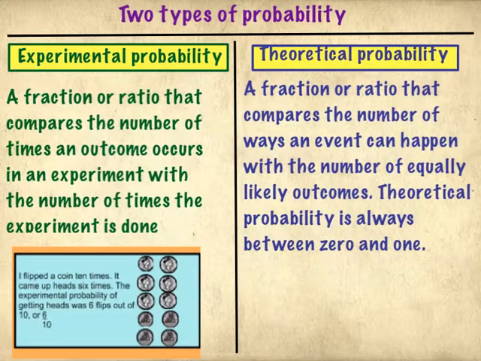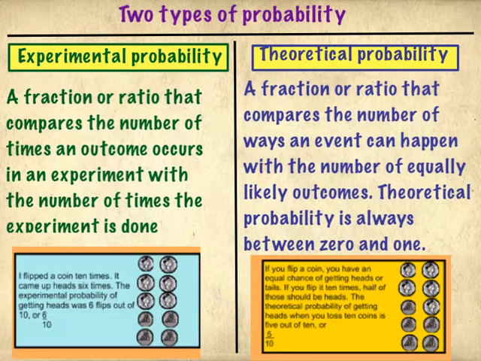Theoretical probability is a fraction or ratio that compares the number of ways an event can happen with the number of equally likely outcomes. Theoretical probability is always between 0 and 1, which means it's always written as a decimal or a fraction. If you flip a coin, you have an equal chance of getting heads or tails. If you flip it 10 times, half of those should be heads. The theoretical probability of getting heads when you toss 10 coins is 5 out of 10, or 5/10.